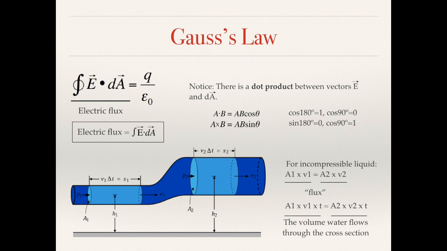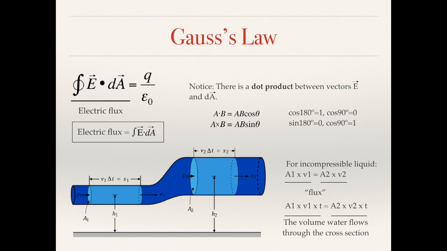The idea of flux might seem new, but some of you might have already learned it when studying the Bernoulli equation. For an incompressible liquid, on the left, the cross-section area A1 times the speed V1 that water goes through that area is equal to A2 on the right times V2, the speed of the water as it goes through area 2. So A1 V1 is equal to A2 V2.